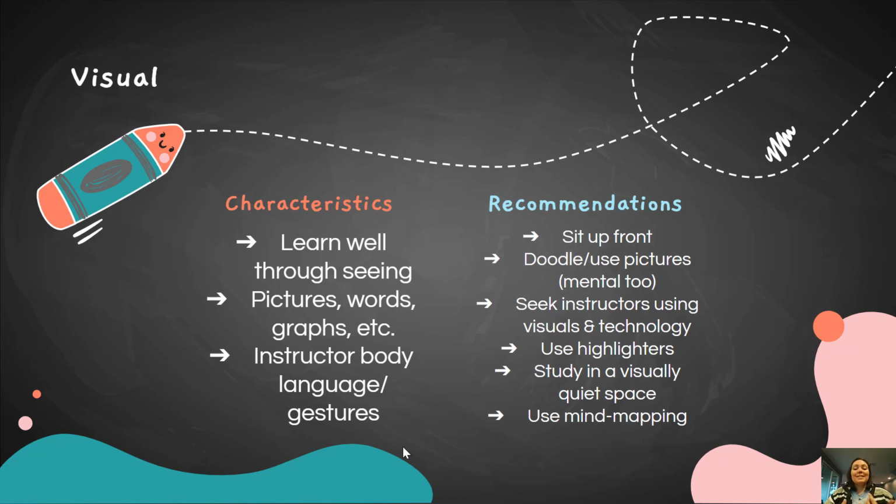Being able to see your instructor helps you to pick up on their cues, especially if they are talking about things that are important. You can pick up on that based on their body language or gestures. So some recommendations for visual learners: sit up front. Okay, that would be number one if you are in an in-person environment.